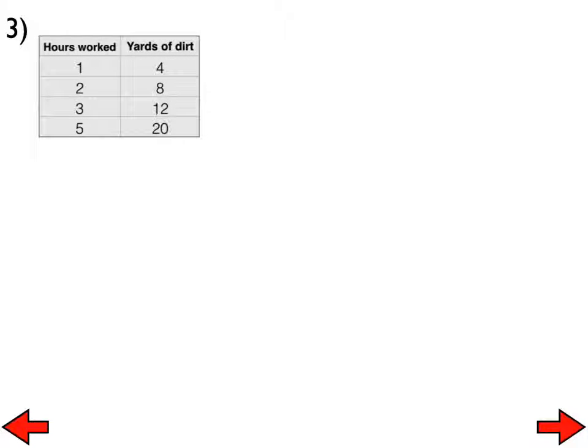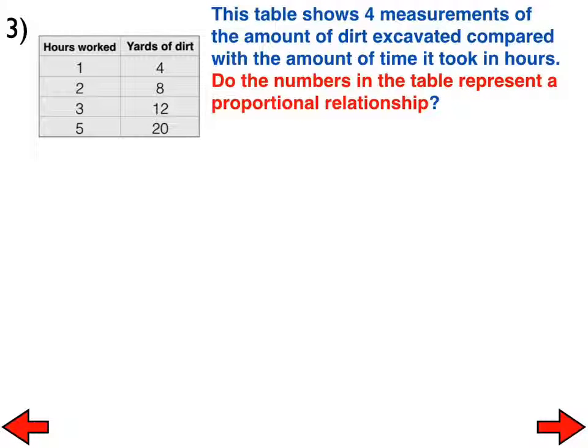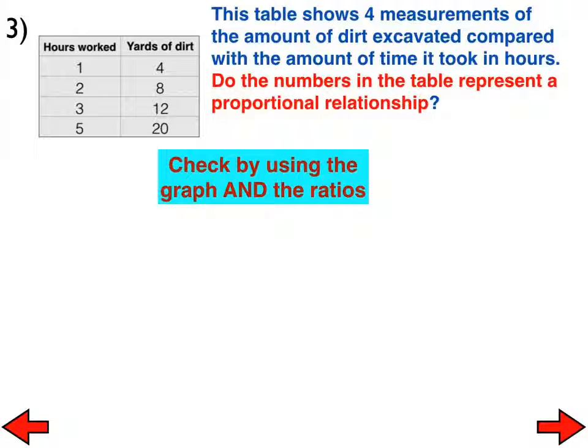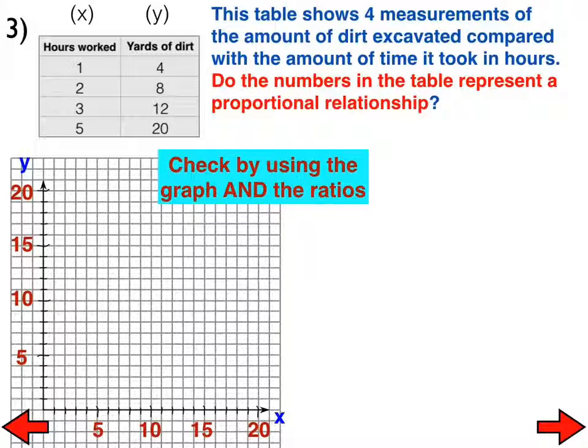Number 3 is yards of dirt compared to how many hours it took to dig it out. I want you to do the same thing. Label x and y on your graph. Which one's hours, which one's yards? Graph it, check it with ratios, tell me if there is a k.